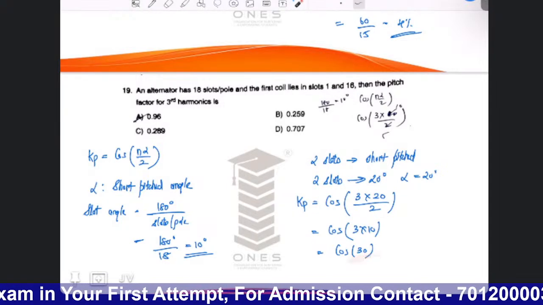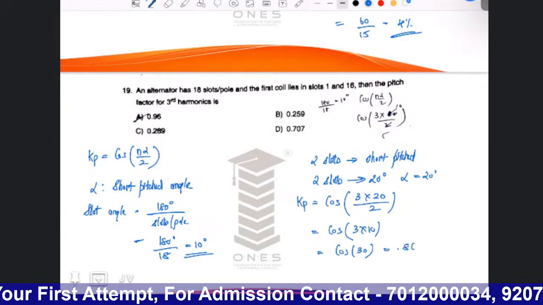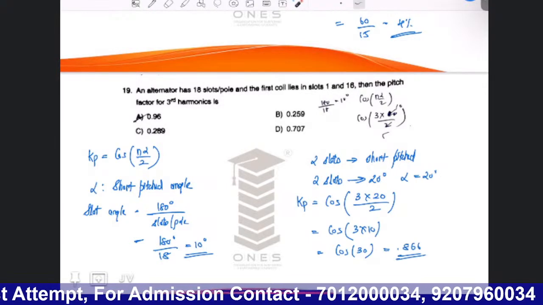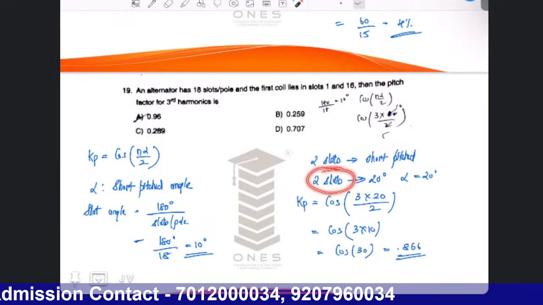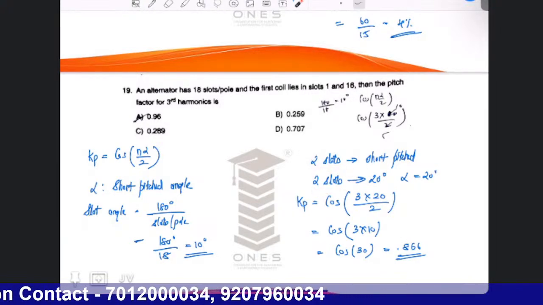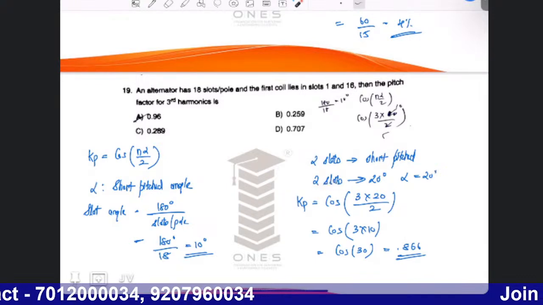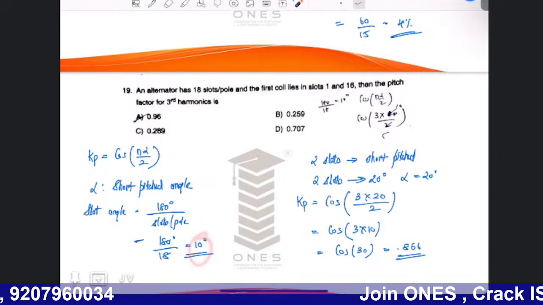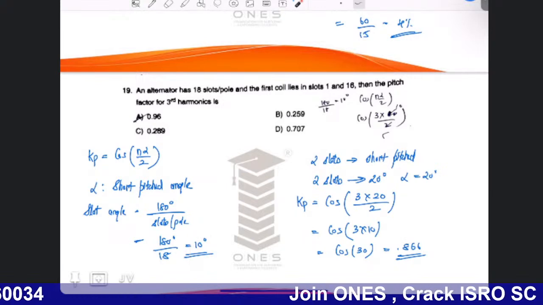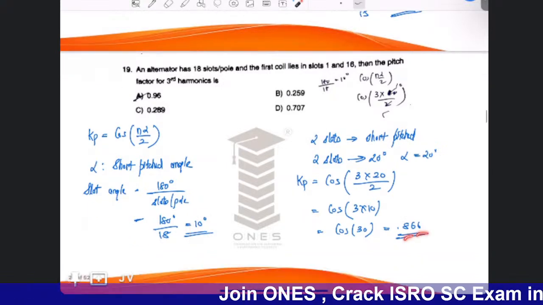Okay, the answer should come around 0.866. It is short pitched by how many slots? It is short pitched by 2 slots, and 2 slots means alpha will be equal to 20 degrees. Okay. So moving on.